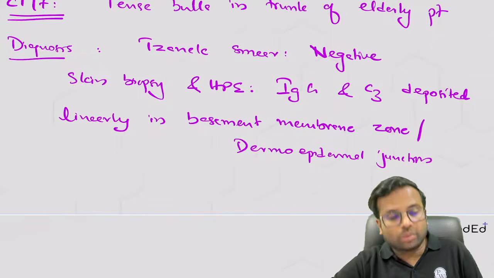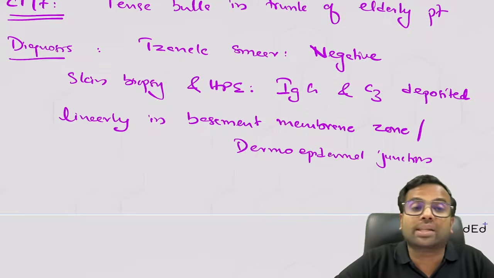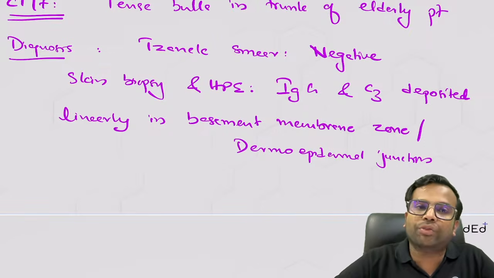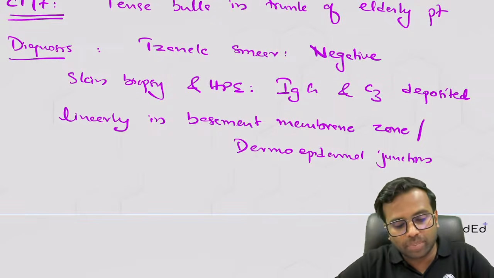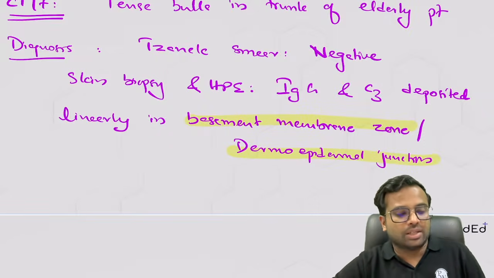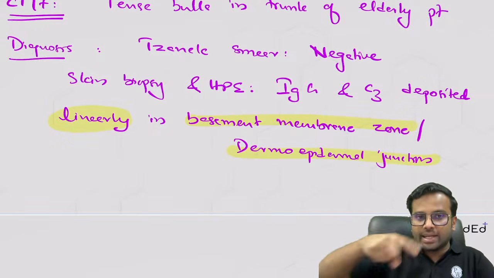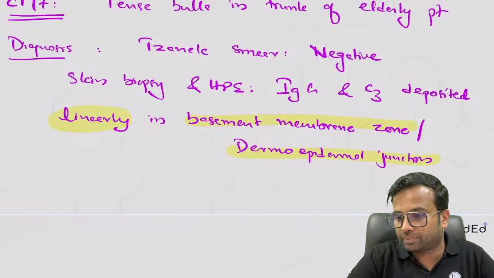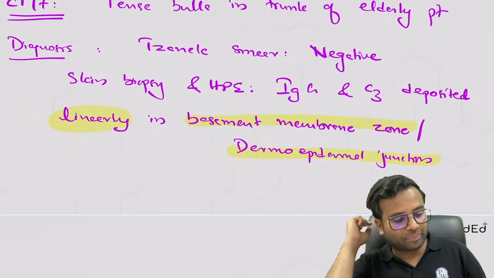Okay, so the basic difference is, earlier Pemphigus vulgaris was in the epidermis, with a chicken wire pattern or fishnet pattern. Now it is not in the epidermis, it is in the basement membrane zone and dermoepidermal junction, where you can see a linear pattern. The linear pattern is not a chicken wire pattern. Okay? So that is it about the skin.